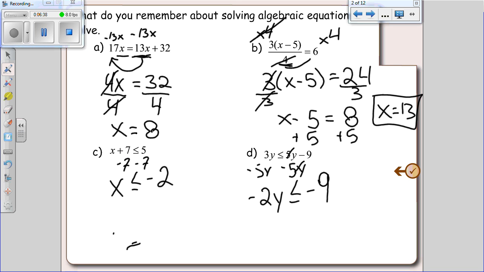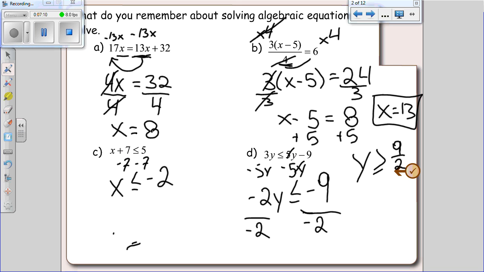Okay, we need to get rid of that -2, so we divide both sides by -2. Divide by -2, divide by -2. And we get y. What do you do to the sign? Flip it. It's greater than or equal to 9 over 2. Why did I flip the sign? Because I divided by a negative. I divided both sides by -2, so I flip the sign.